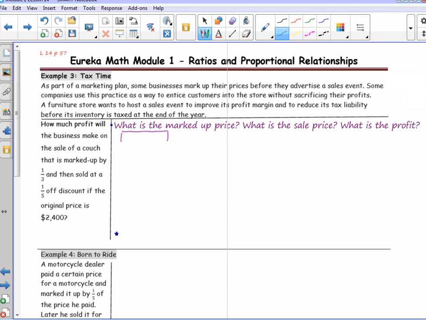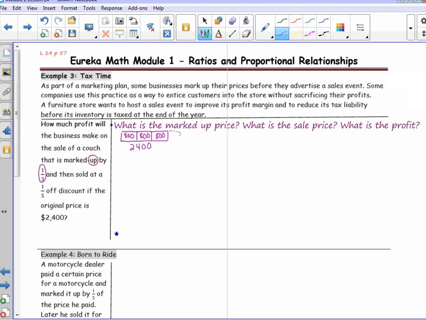And this is going to represent the cost of the couch, which is $2,400. And it says that they're going to mark it up by a third. So we'll separate the couch here, the tape diagram, into 3 sections, split the money evenly, and there will be $800 in each third. Now the company is not putting it on sale yet. They are marking it up. So they are adding a third to the cost. And each third is $800.